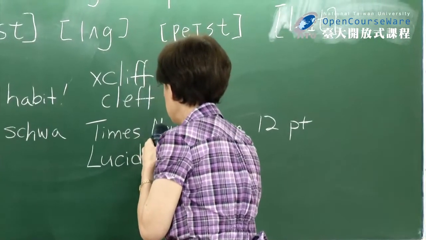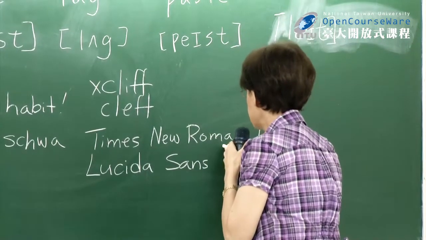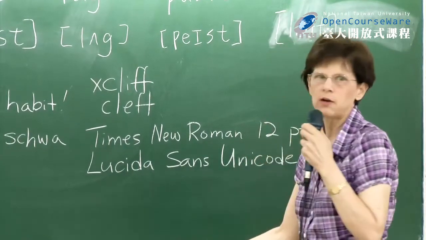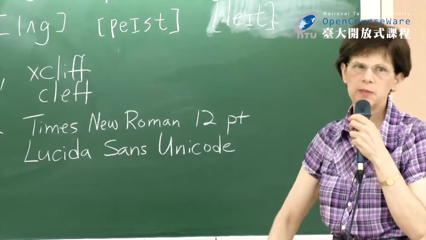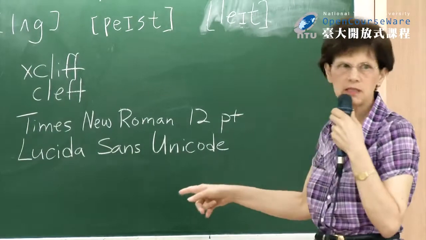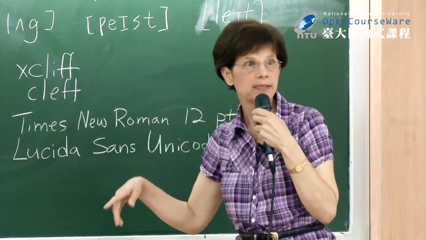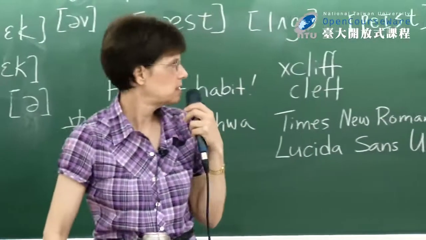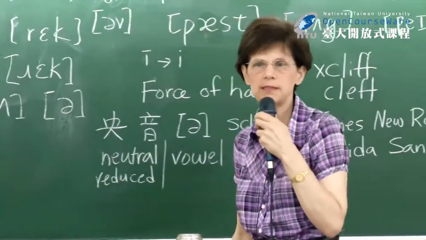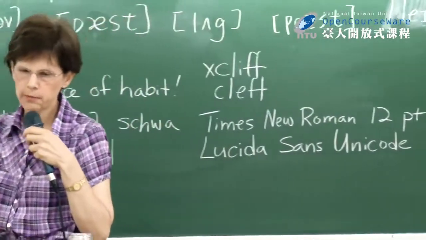Lucida Sans. This is a French word, but we still say the S. Sans, Unicode. Unicode means that no matter what the operating system is that you're using, even if you're using an Arabic operating system, everything will still come out correctly. Lucida Sans Unicode. Use this for IPA symbols. Sorry, Alex, here, can you see? All right? Lucida Sans Unicode for IPA symbols. Don't use anything else. 一般的文字就用 Times New Roman, 都是十二 point.